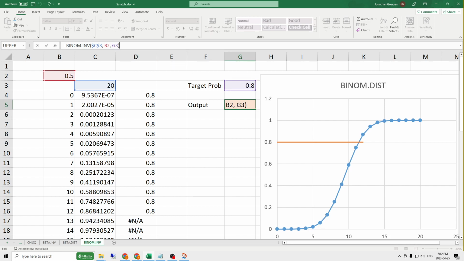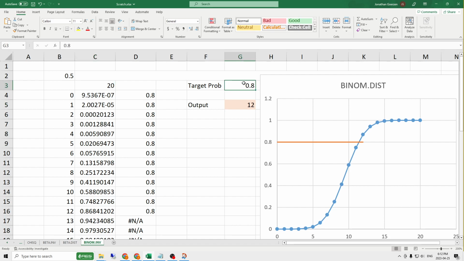So what this asks is, what number should I guess to be sure that I get that many heads or lower 80% of the time, and the answer is included, and it says 12. What that means is that if I flip a coin 20 times, there is an 80% probability, or 0.8 probability, that I will get 12 or fewer heads. Let me say that again. If I flip a fair coin 20 times, there is an 80% likelihood that I will get 12 or fewer heads.